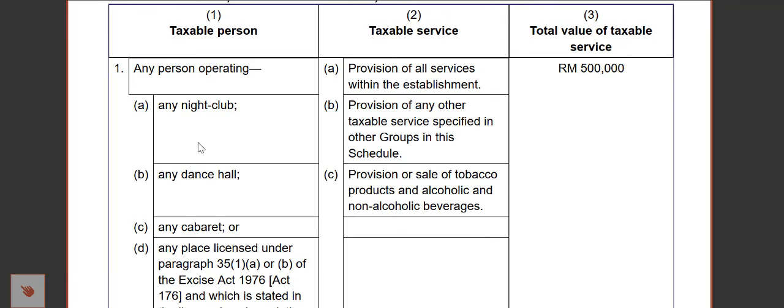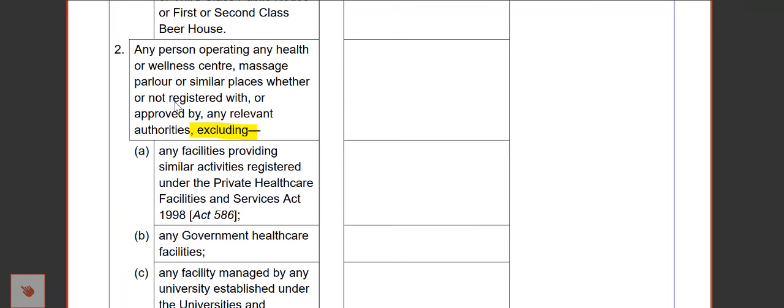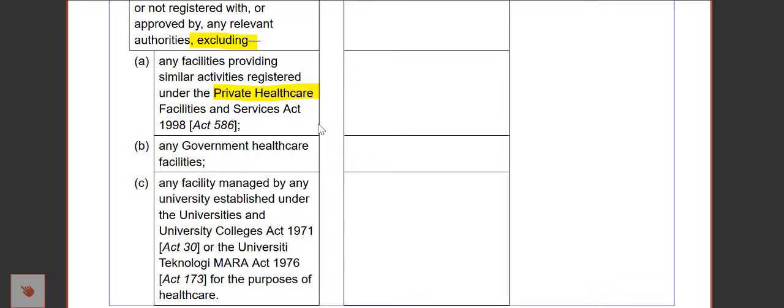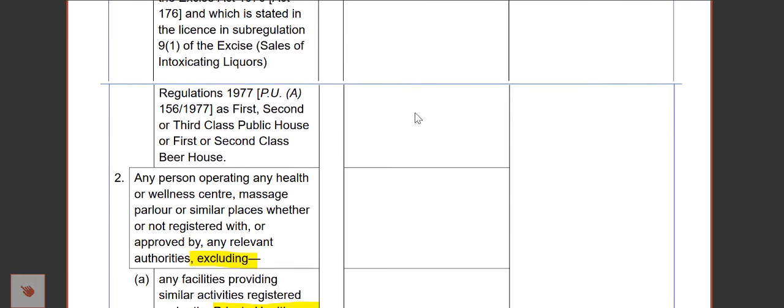Now they say if you operate health or wellness center or massage parlor, but they exclude those facilities under the Private Healthcare Act. That means if you're under hospital. So if you have a health center in the hospital, then that's fine. Or the other one is they say the facilities managed under the UNISTIS, then that will also be excluded, so you basically be exempted. Now the threshold is 500,000.